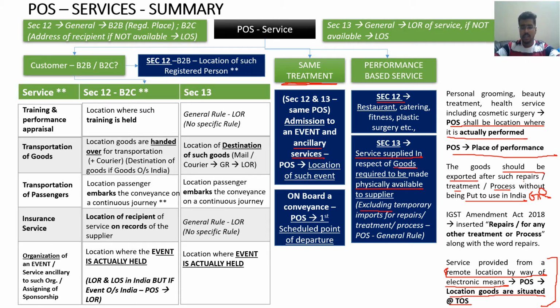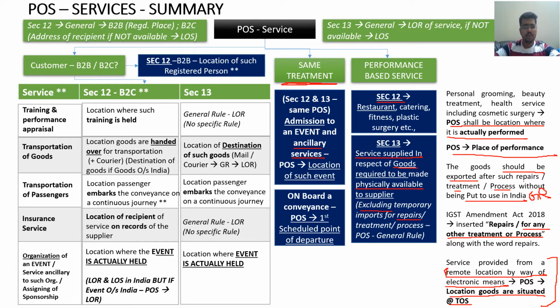And another thing to note, guys, originally temporary imports for repairs was only there in the Act. The IGST Amendment Act 2018 included the words repairs or any other treatment or process. So the temporary imports can be for repairs or any other treatment or process on the goods, right?